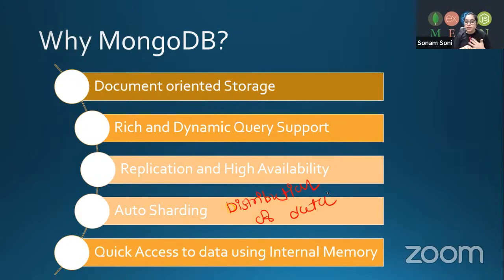Another one is quick access to the data using internal memory. When you are working with the MongoDB database and trying to fetch data, your system's memory will help you to quickly access the data. So this is also going to improve the performance of your application. If you want to give a very high performance, efficient result for your application, then you should choose MongoDB as a database.